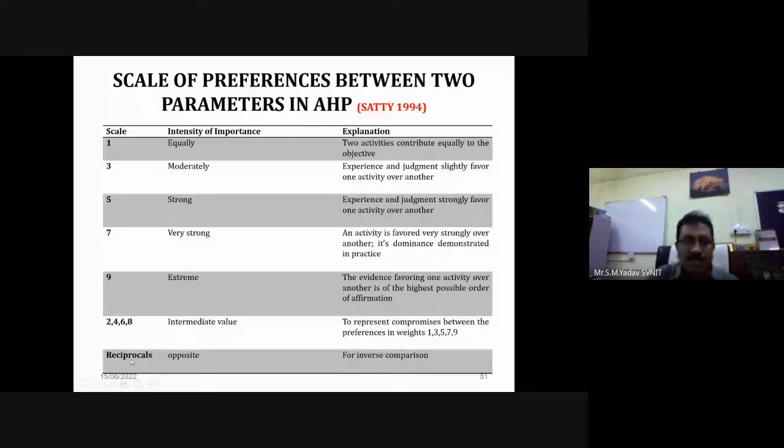Reciprocals of this, that is 1 upon 3, 1 upon 5, 1 upon 7, 1 upon 9, signify the opposite, or an inverse comparison. The 1 upon 3, 1 upon 5, 1 upon 7, 1 upon 9 can be used for the inverse comparison.